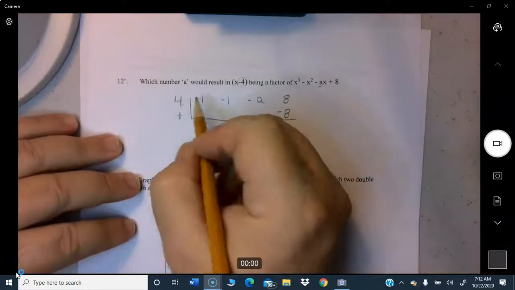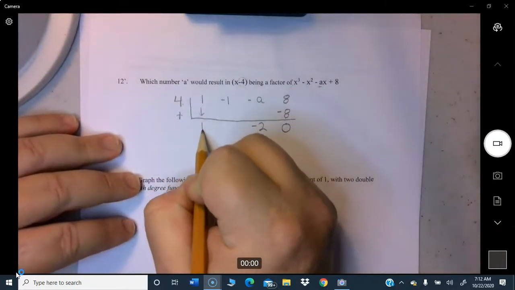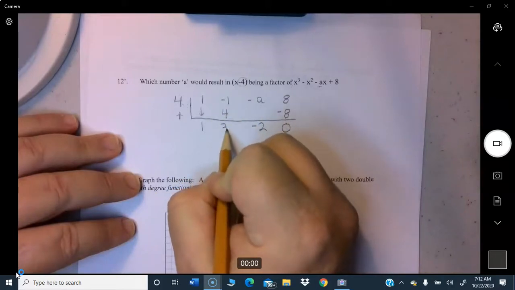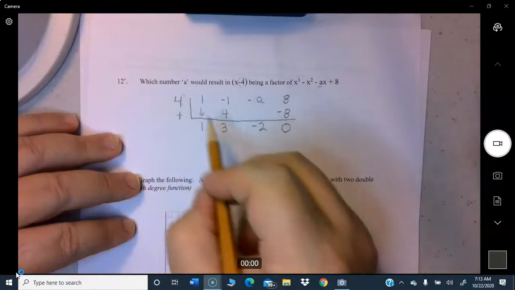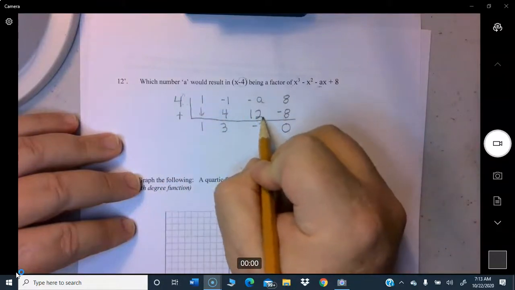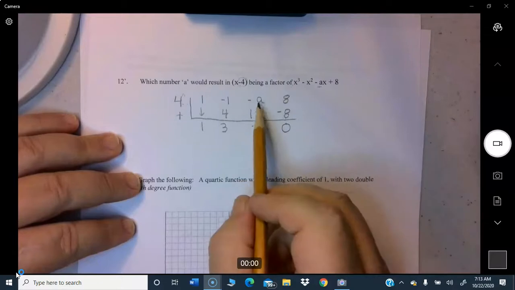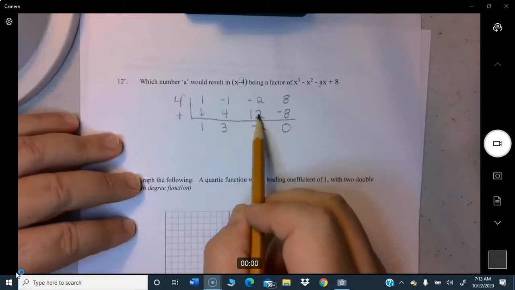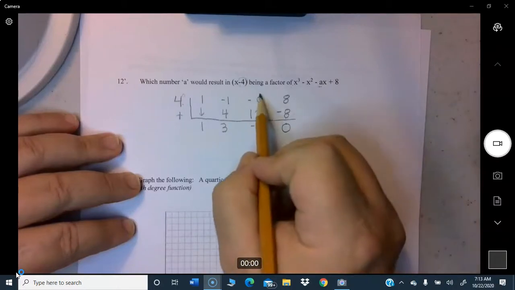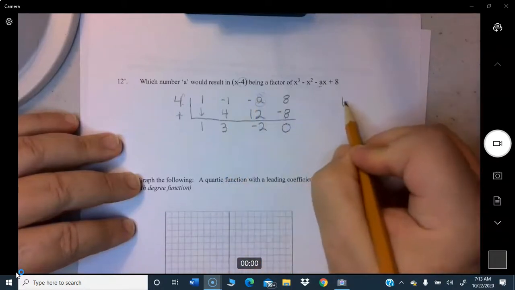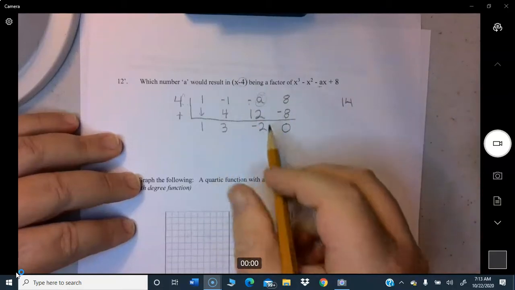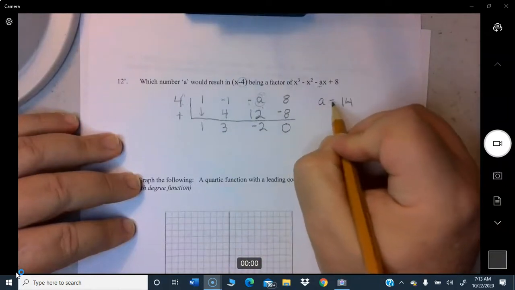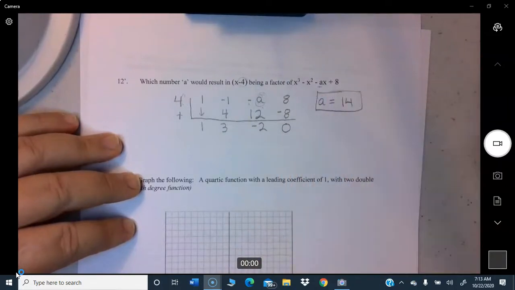So I'm almost doing it backwards here, but now I'm going to have to go forward. Okay, so here we go. So we bring down the 1. 4 times 1 is 4. Negative 1 plus 4 is positive 3. 4 times 3 is 12. Okay, so now you ask what number A, such that you put a negative sign on it, plus 12 gives you negative 2, and this number would have to be 14, because the negative sign's already there. So negative 14 plus 12 gives you negative 2. So A equals 14. That's the answer to that.